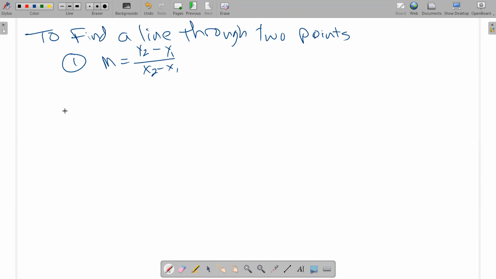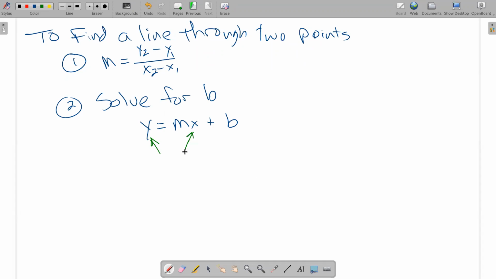To find b, second step, solve for b, y equals mx plus b. And the key here is that this y and that x there are one of the points. Doesn't matter which point.